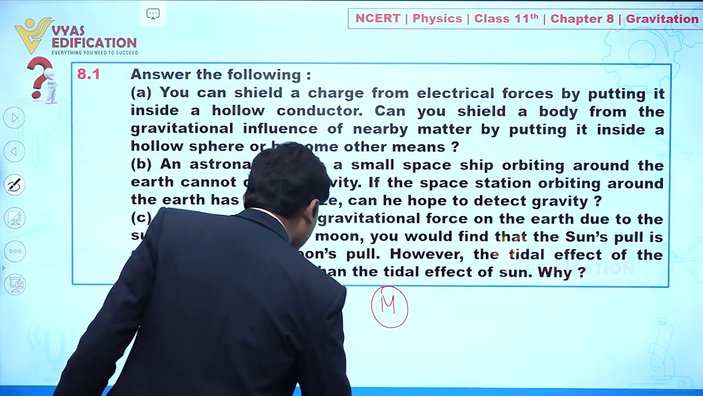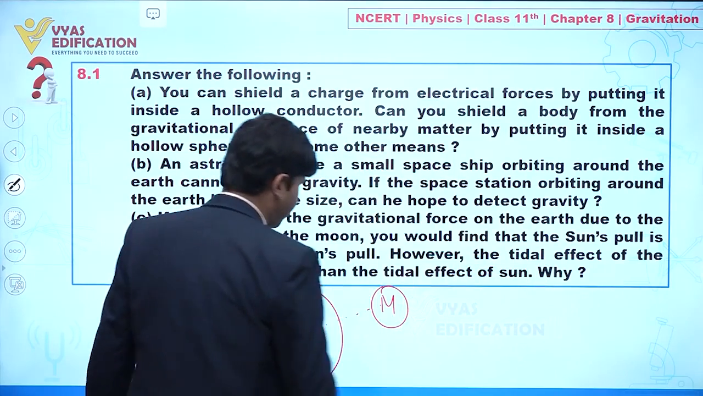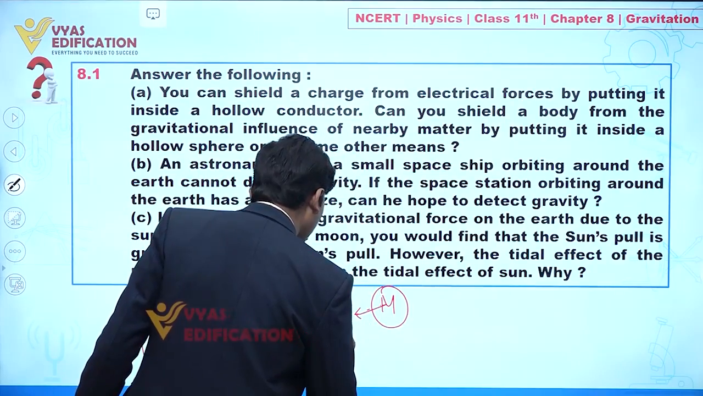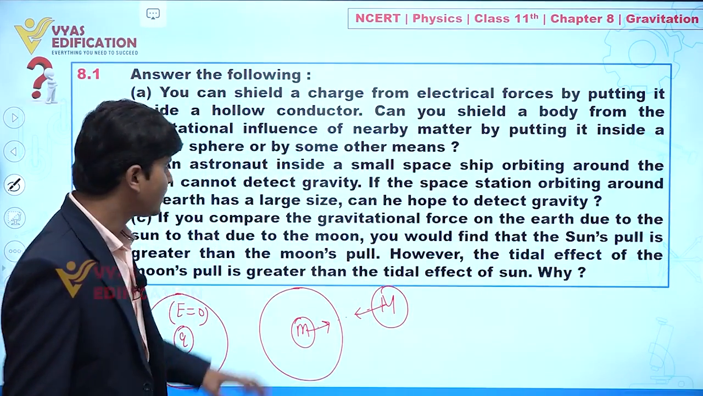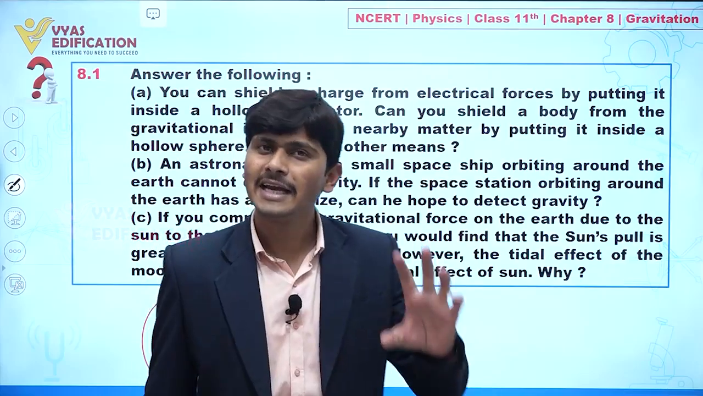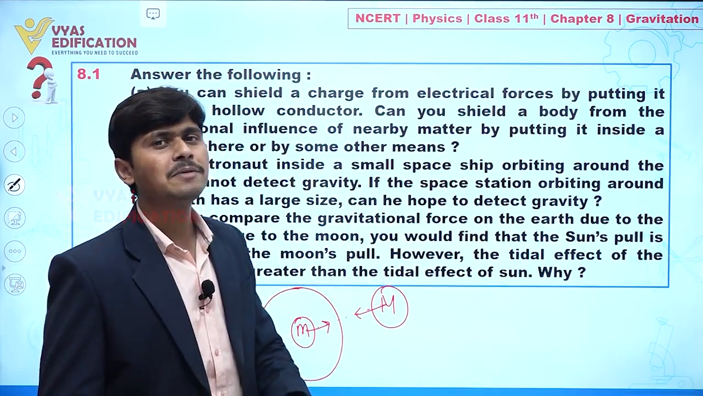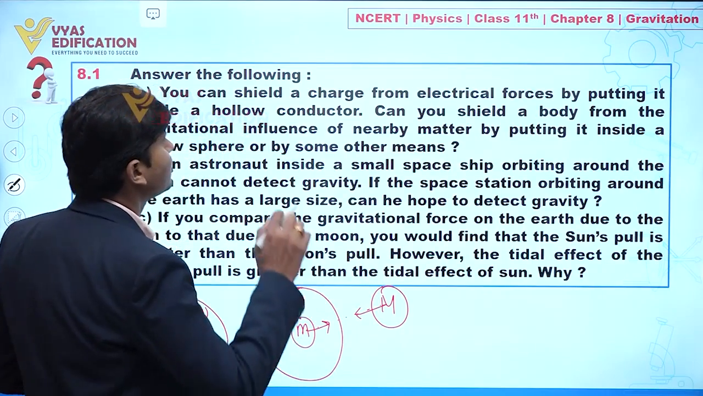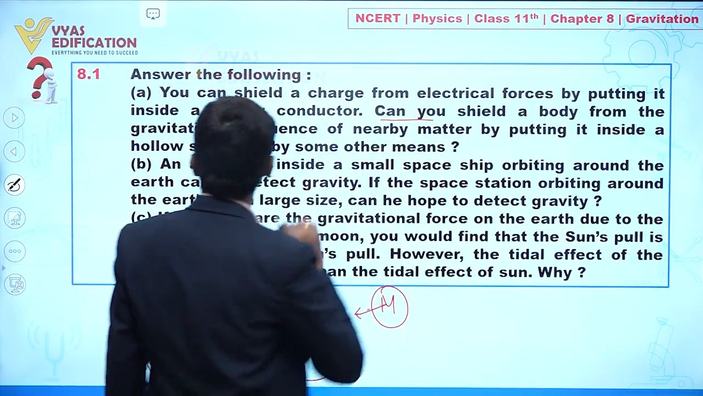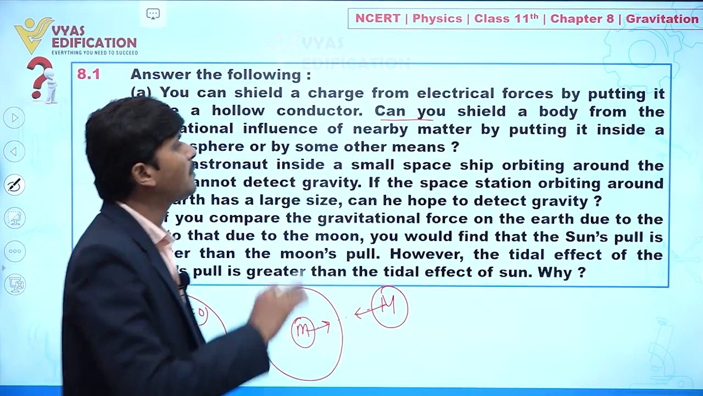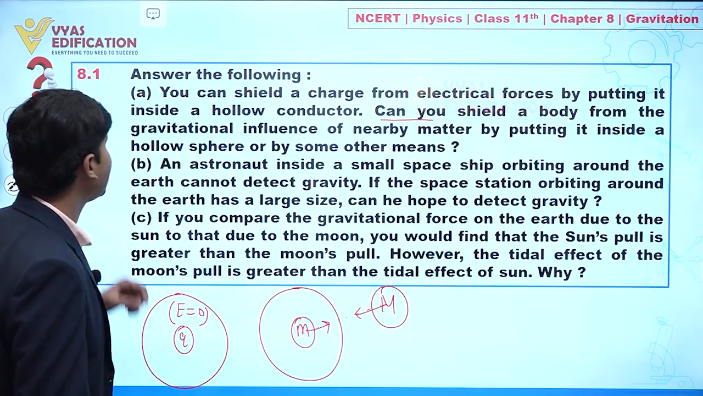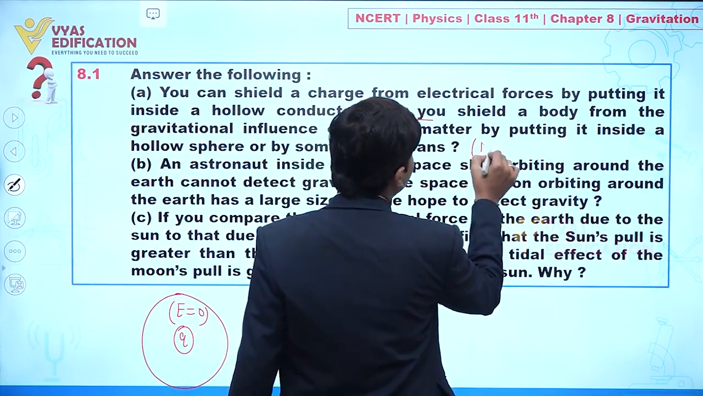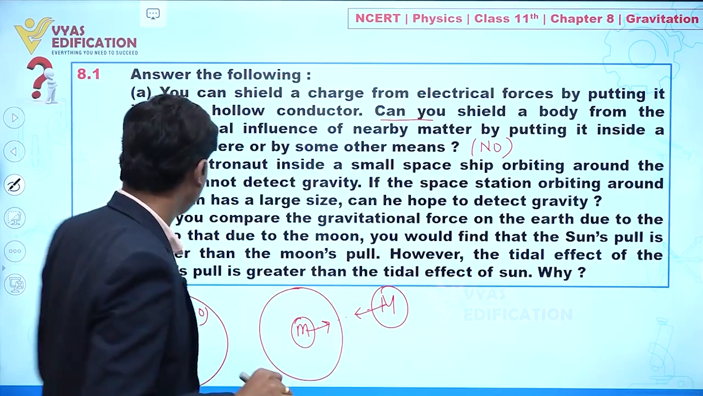gravitational force always acts along the line joining the two bodies, like this. So it means we cannot shield any body, if we are placing that body in any object. So we can say no, we cannot shield a body from the gravitational influence of nearby matter by putting it inside a hollow sphere or by some other means. So our answer here is no. Clear to everyone? Now listen carefully.